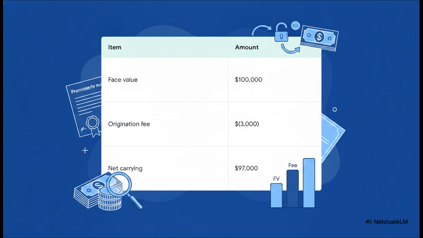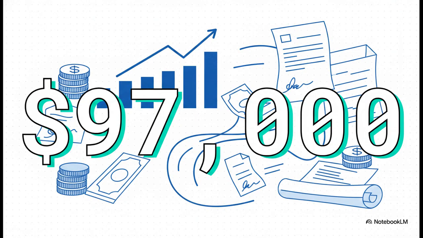So if the note is for 100 grand, but you already pocketed 3 grand on day 1, the actual net cash you lent out isn't 100,000, is it? No, your true day 1 economic reality is exactly $97,000. That is your net carrying amount at inception. Basically, you're out of pocket $97,000 today, but you hold a contract entitling you to $100,000 in the future plus interest. And because you're earning a return on a $97,000 actual investment, not a $100,000 one, your effective interest rate, your true economic yield, is actually going to be higher than the stated rate on the paper.